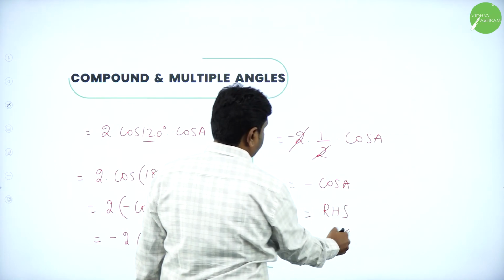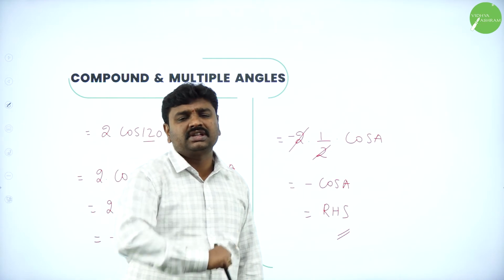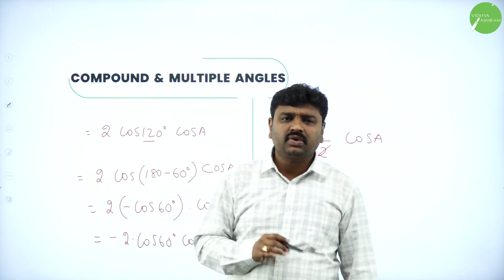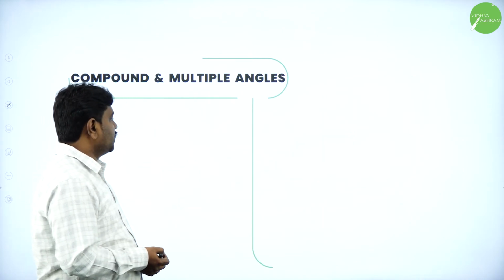Hence the proof. Cos 120, use allied angle. 120 can be written as 180 minus 60. Cos of 180 minus theta is what? Minus cos theta. Minus cos 60 is minus half. Next.